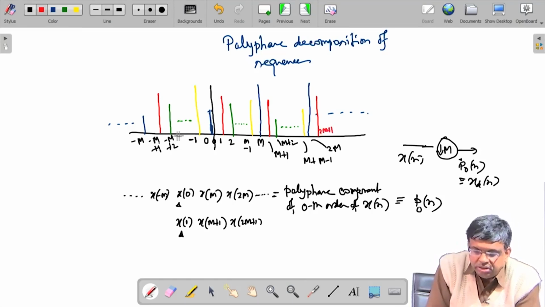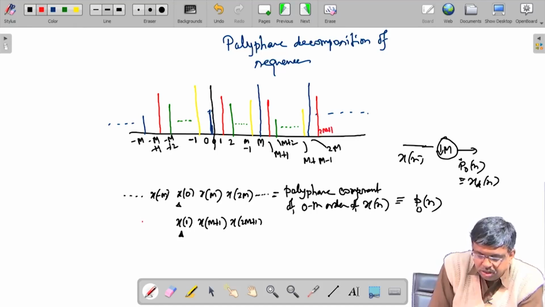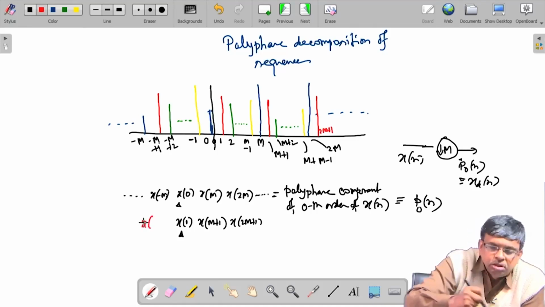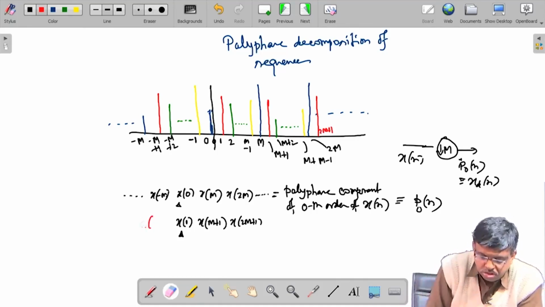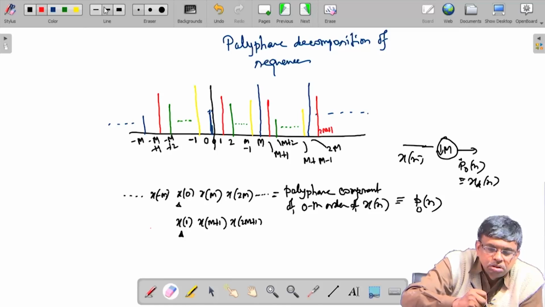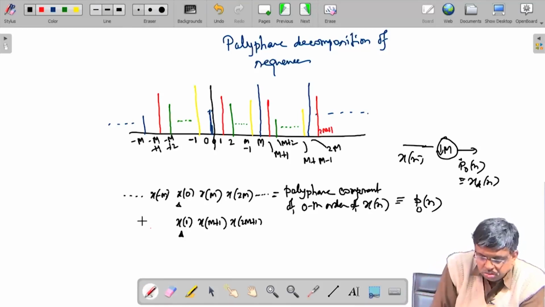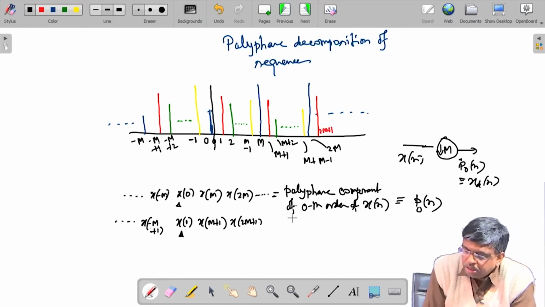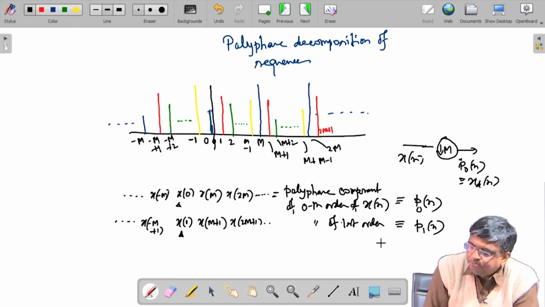On the left hand side this thing, sorry. This is the polyphase component of x[n] of first order. It is indicated by P1[n].